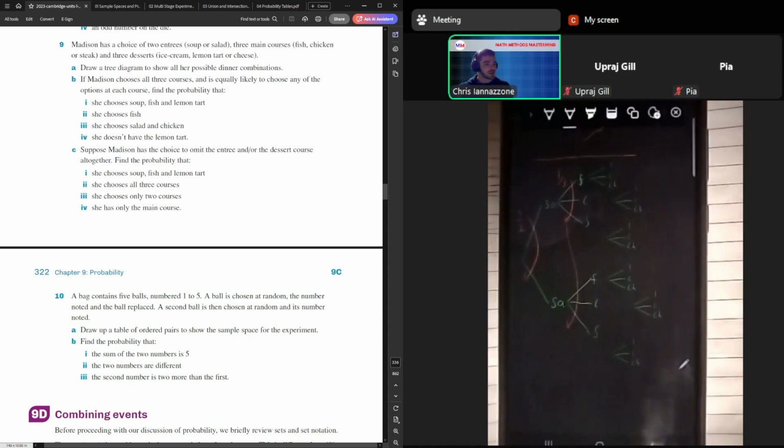Cool. Now, part B, we've got to start using it. If Madison chooses all 3 courses and is equally likely, no, I guess we were told that there. Maybe they didn't want us to label them initially. Oh yeah, the answers don't even have the probabilities labeled. That's interesting. But okay, so now we're assuming it's equally likely. We want to find specific probabilities now. So first one on the block is soup, then fish, then lemon tart. How might we go about finding the actual probability?